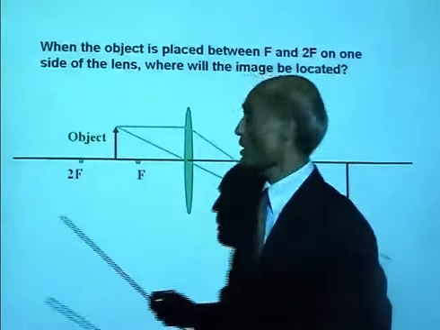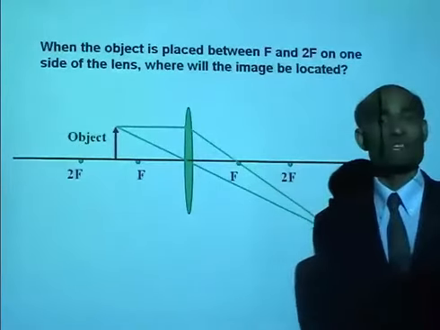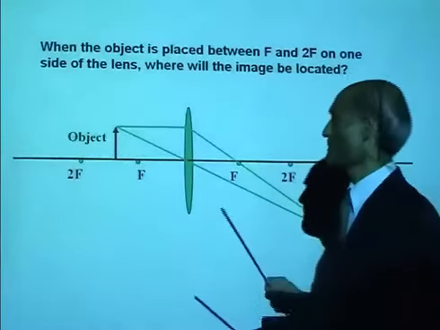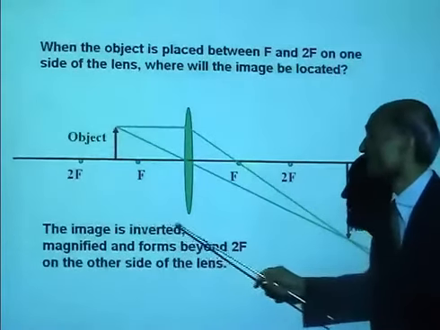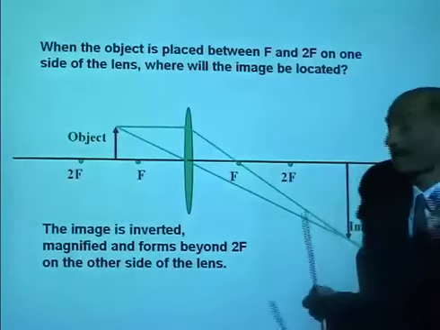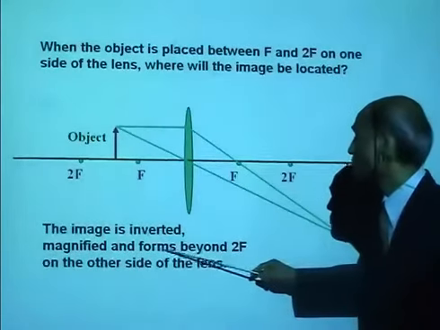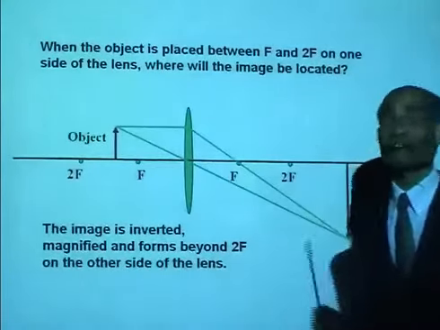Okay, I hope you understand how we construct images. I will show you some of these images a little later. Okay, the image is inverted, magnified. Magnified means bigger than the object, and it is formed beyond 2f on the other side of the lens.